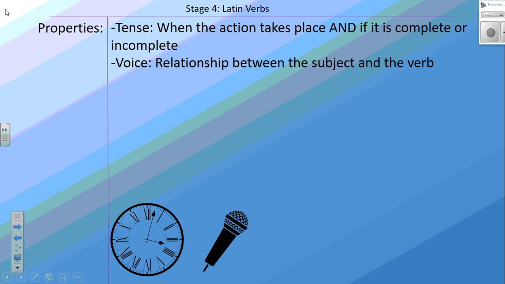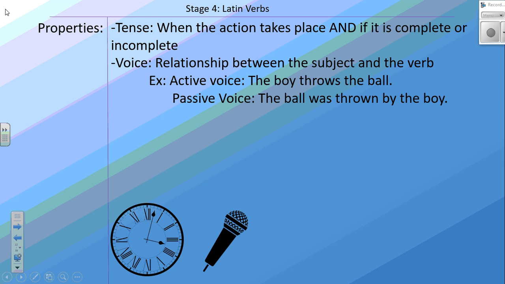Latin verbs also have voice. Voice tells you the relationship between the subject and the verb. I realize that sounds a little weird. It's something we do fairly rarely in English. It's called passive voice. Latin uses passive voice all the time. You're used to active voice. Subject does the verb, and verb happens to the direct object, right? The boy throws the ball. In passive voice, that's reversed, and the verb is being done essentially or happening to the direct object. So the ball was thrown by the boy.